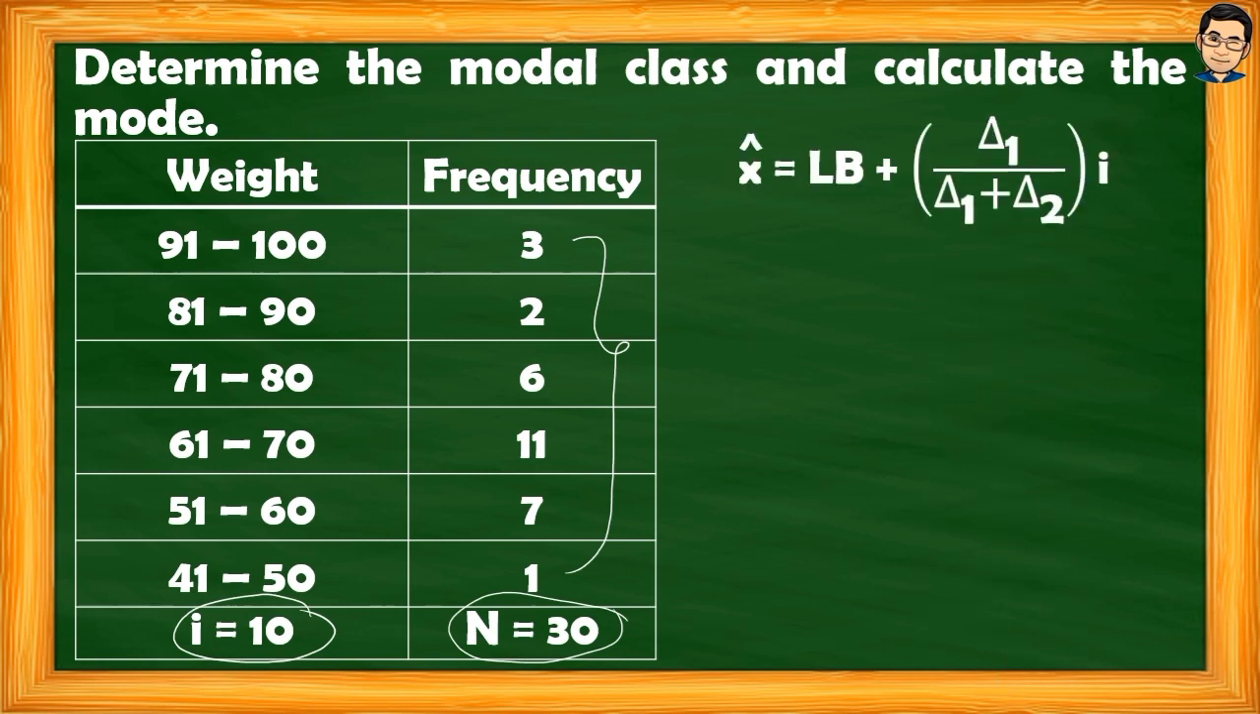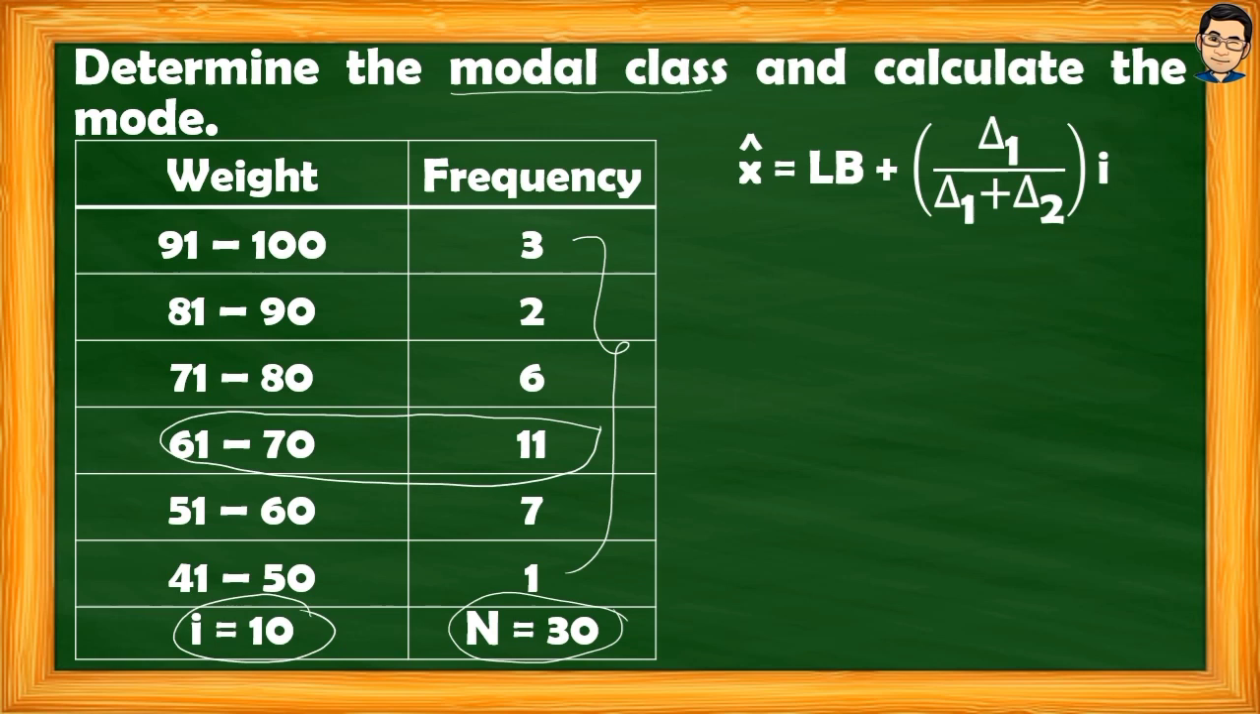Next, determine the modal class. Okay. So, you can already see the formula there. It is easy to identify the modal class. It is the class with the highest frequency. And based on this table, our modal class is 61 to 70. Sir, why is that the modal class? It is because its frequency is 11. Out of the frequencies, it is the highest. Therefore, 61 to 70 is what we call the modal class.